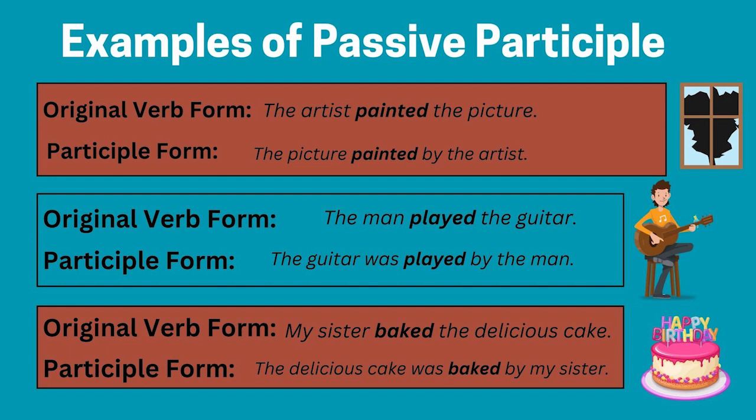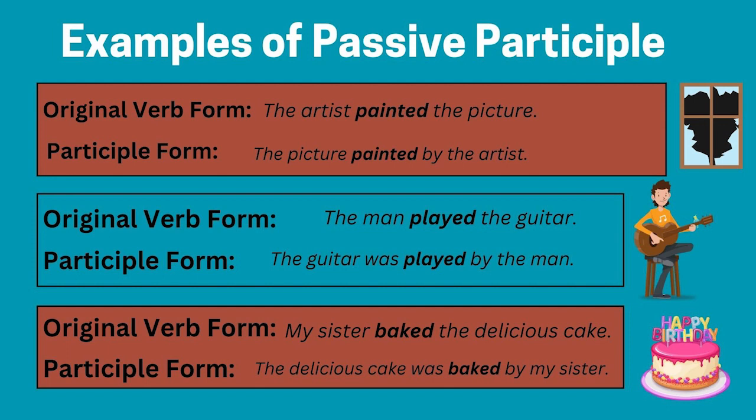Now let's look at some examples of the passive participle. In its original verb form, the artist painted the picture becomes the picture painted by the artist. The picture here is the subject, and painted is the action done to the subject. Our next example, the man played the guitar. In its passive participle form, the guitar was played by the man.